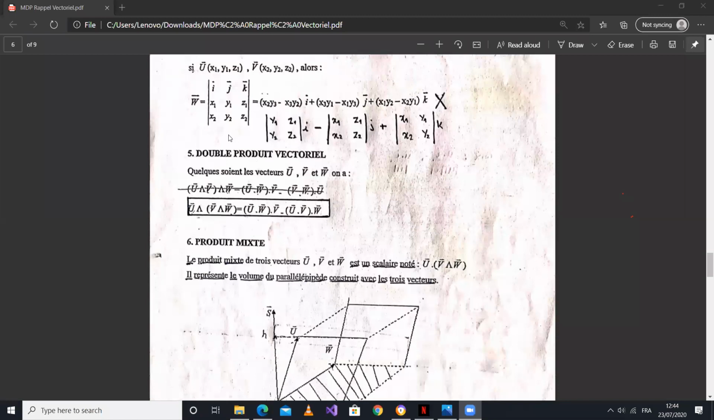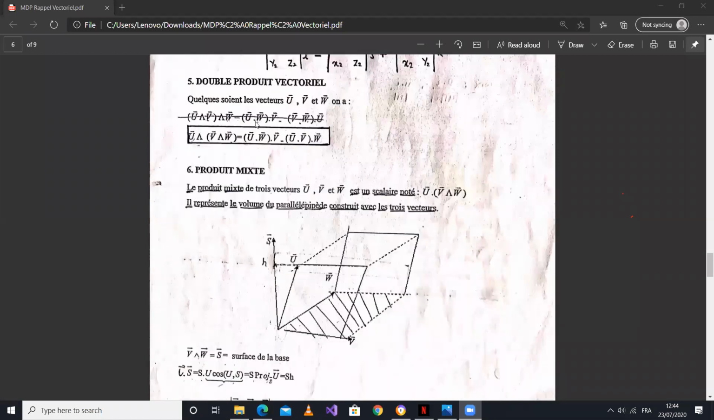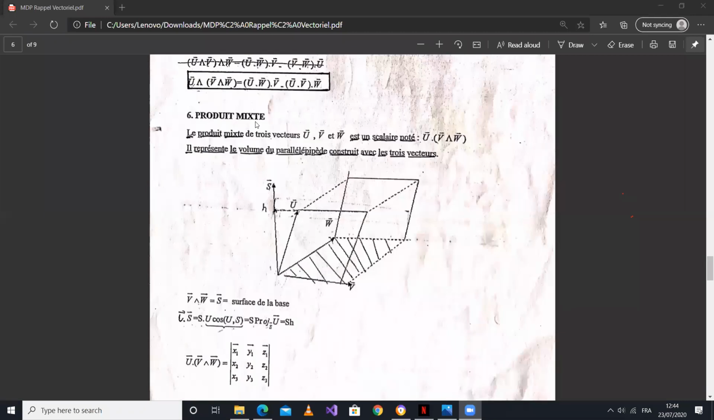Then we come to the product mixed. Again, as the name implies, you are now doing both the product vectoriel and the produit scalaire. C'est le produit mixte. Le produit mixte des trois vecteurs U, V et W est un scalaire. Who can tell me why it's a scalar? Just from this expression here, where my pointer is. Can someone tell me why the final answer is a scalar quantity?